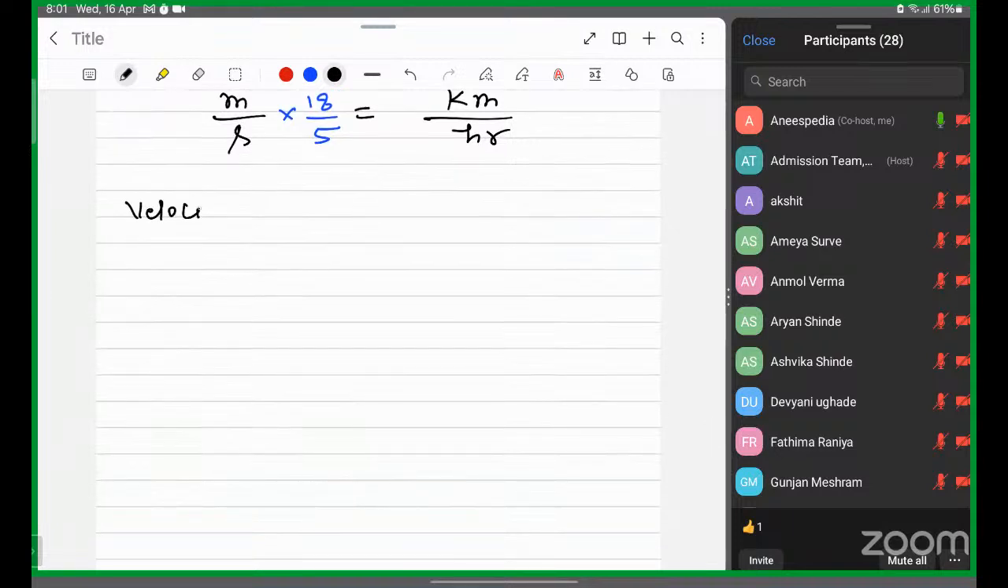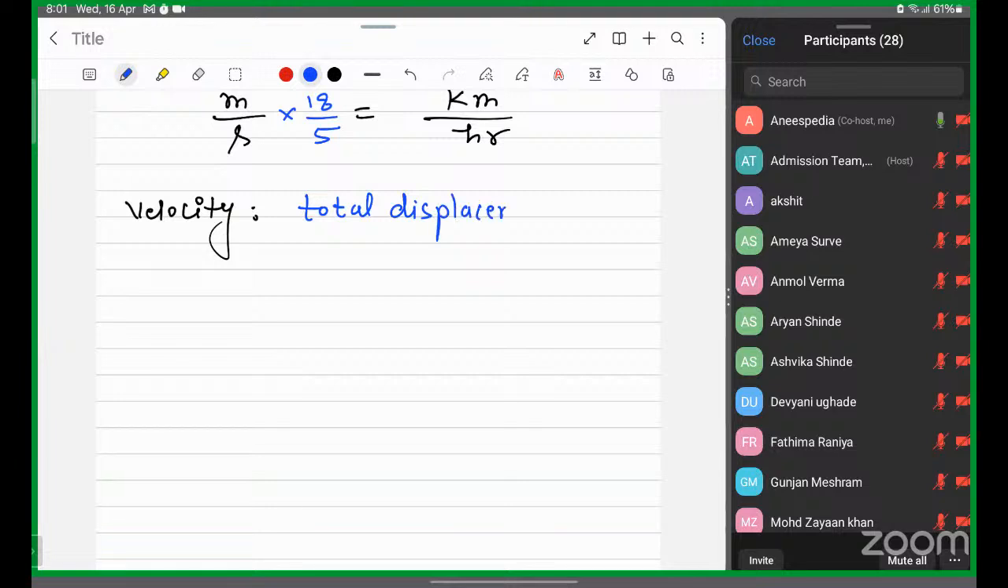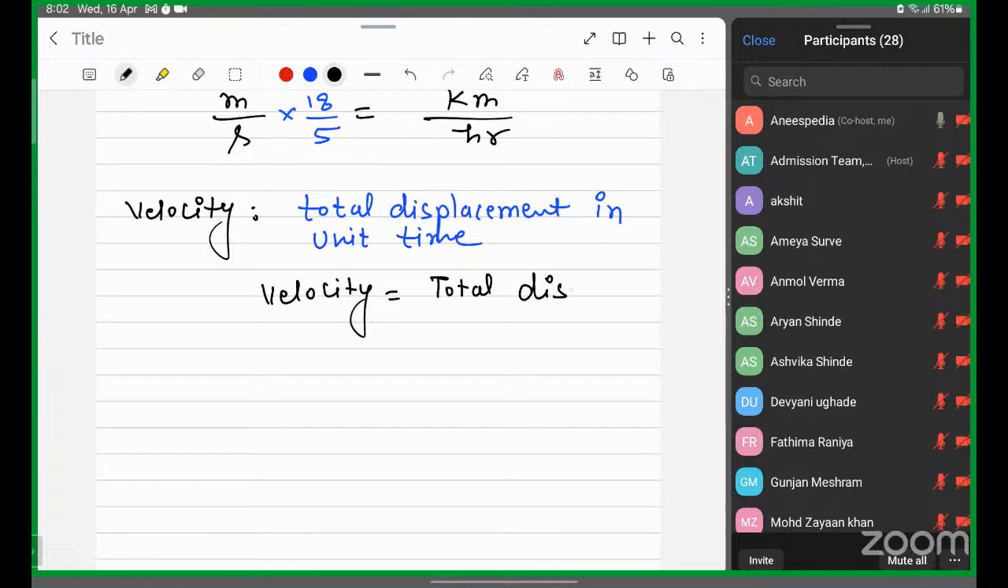Next point is velocity. How will you define velocity? Velocity can be defined as total displacement in unit time. So velocity is given by velocity equals total displacement divided by total time.